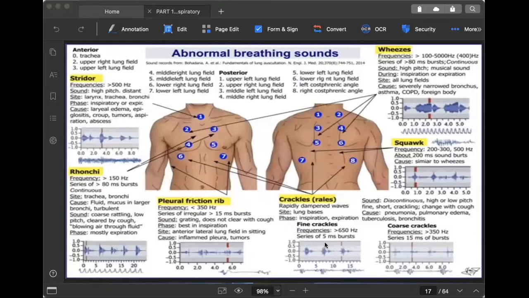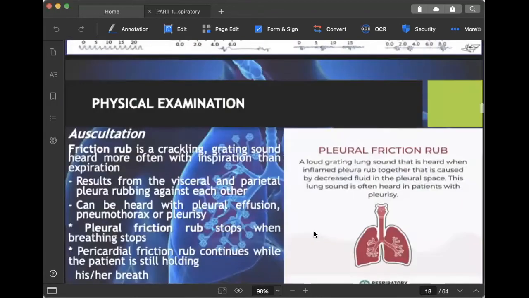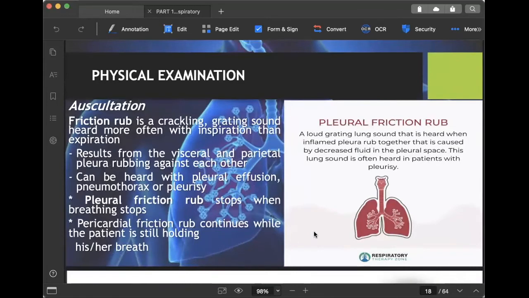Okay. Now here, the friction rub is a crackling, grating sound heard more often with inspiration than expiration. It results from the visceral and parietal pleura rubbing against each other. It stops when breathing also stops. And we also have your pericardial friction rub, which continues while the patient is still holding his or her breath.